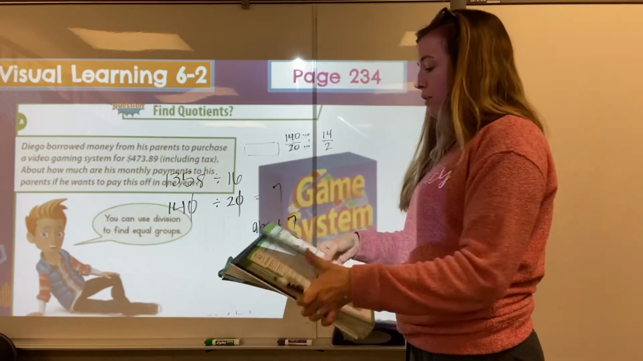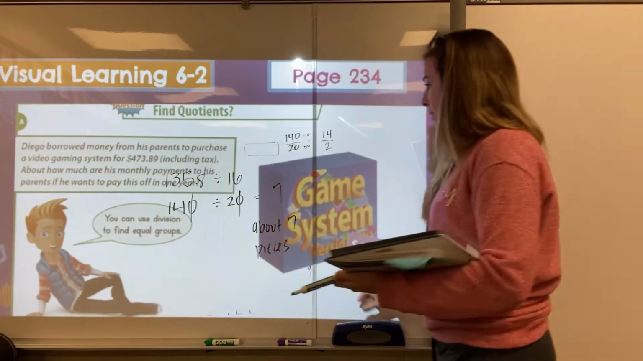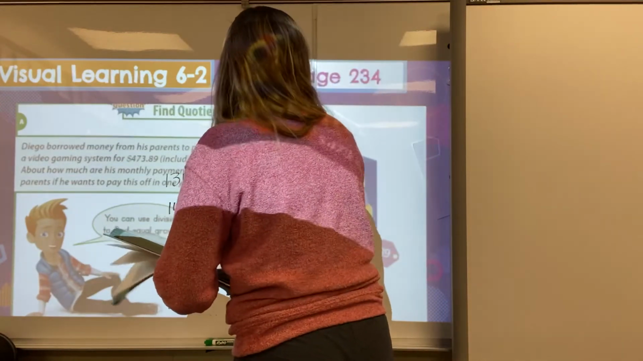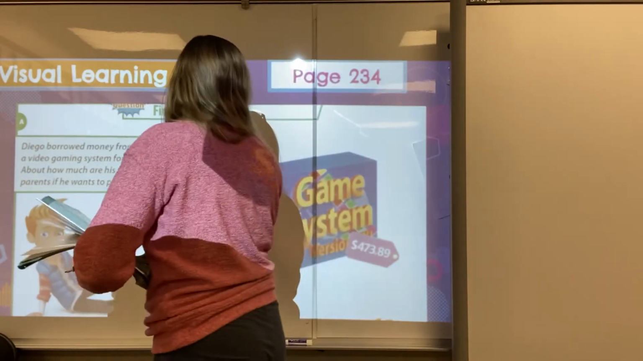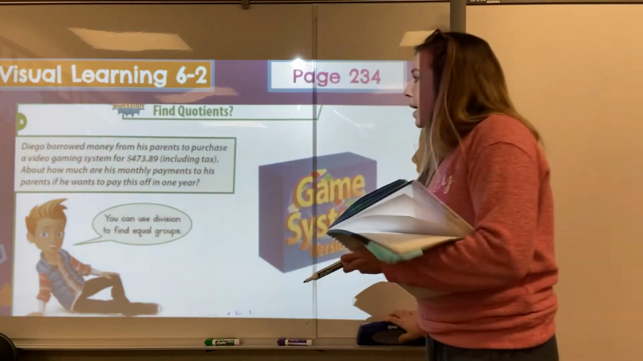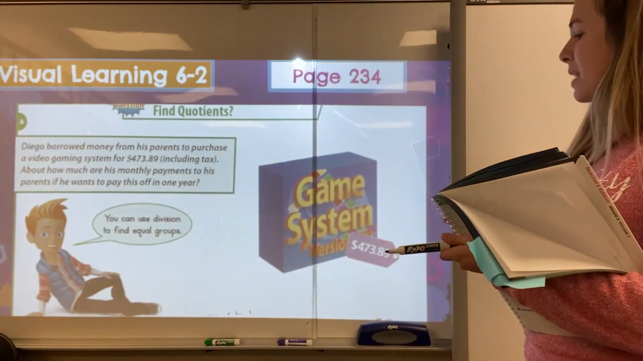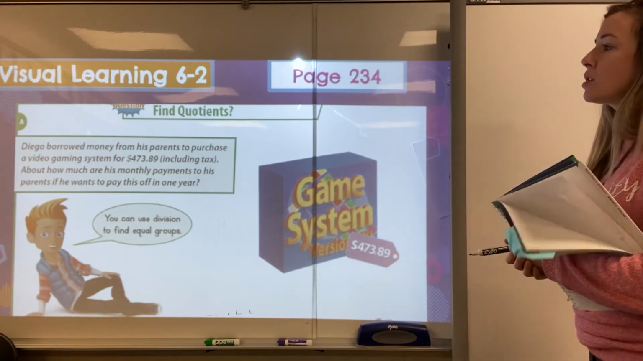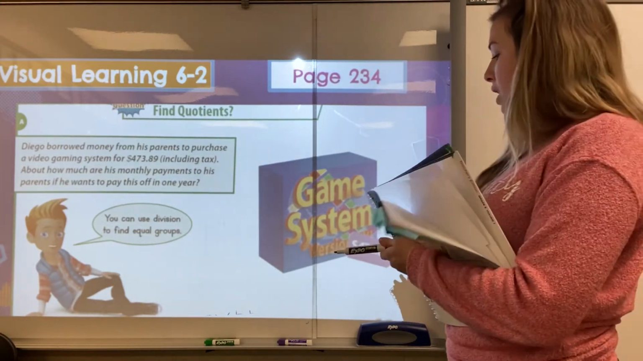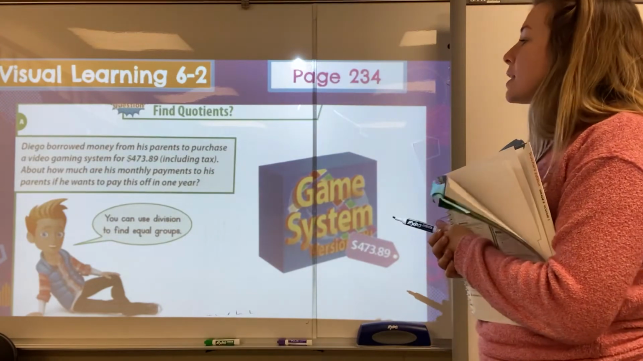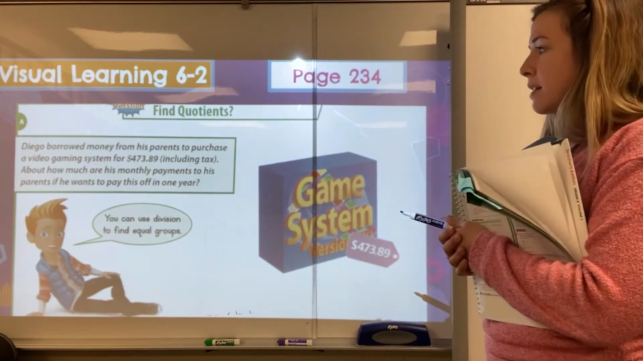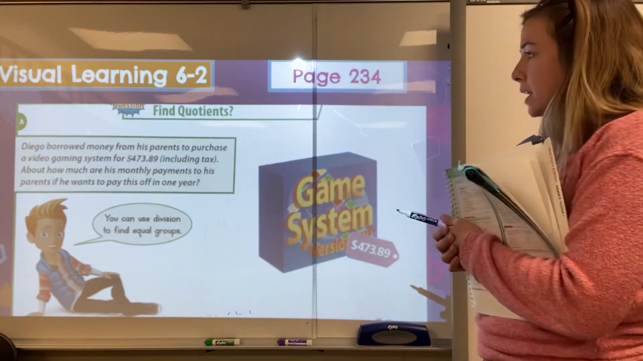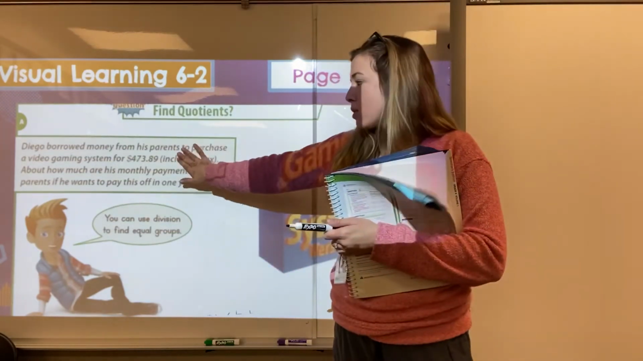Okay, let's go ahead and talk through our visual learning bridge. Make sure you follow along. Okay, Diego borrowed money from his grandparents to purchase a video gaming system for $473.89, including tax. About how much are his monthly payments to his parents if he wants to pay this off in 1 year? Well, so that's my total amount.